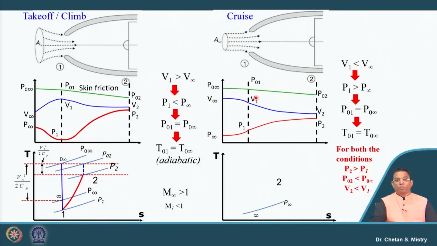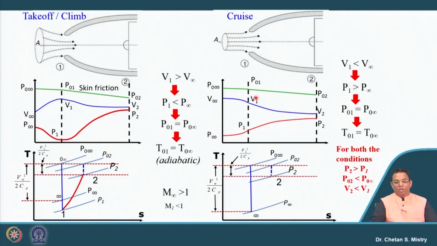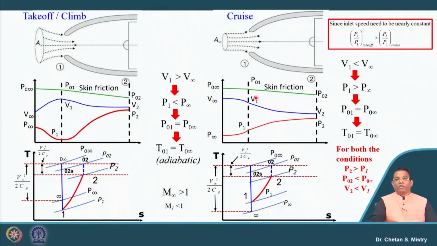Okay. Now if you want to put this as a scenario, this represents P infinity, and V infinity square by 2 Cp represents P0 infinity, P02. In the same way I can calculate P2, but in this case my P1 is higher than P infinity. So this represents the rise of pressure from P1 to P2. Under this condition, for the takeoff condition, my static pressure rise will be greater than that of my cruise condition.